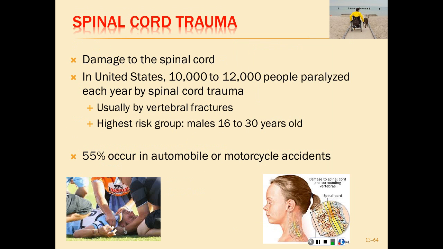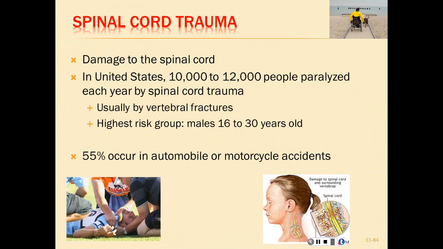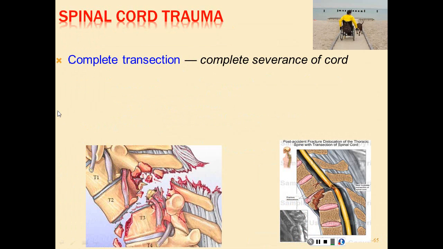So here we have some trauma. You have spinal cord trauma. Spinal cord trauma is basically damage to the spinal cord. Now, in the United States, there's about 10,000 to 12,000 people that are paralyzed each year by spinal cord trauma, usually by vertebral fractures. The highest risk group is males 16 to 30 years old. Now, 55% occur in automotive or motorcycle accidents. Now, complete transection. This is a complete severance of the cord.